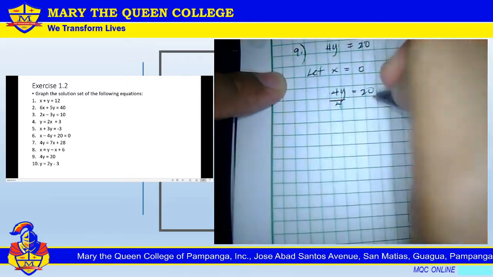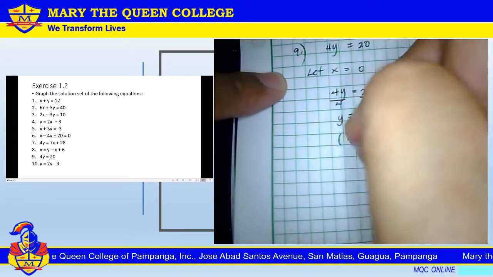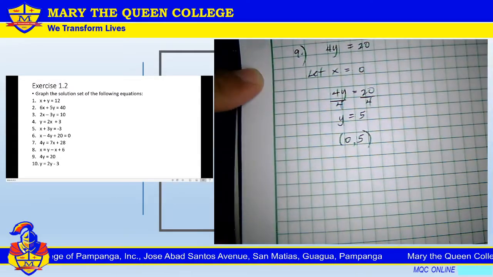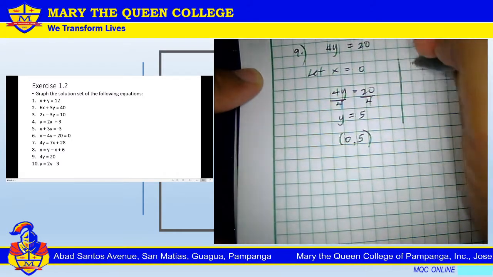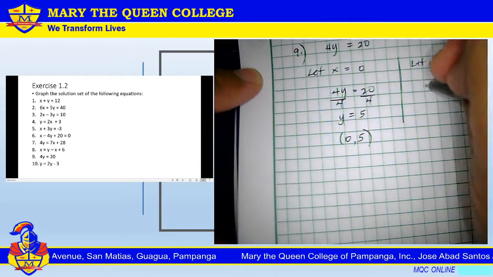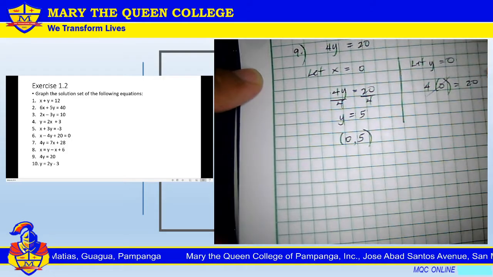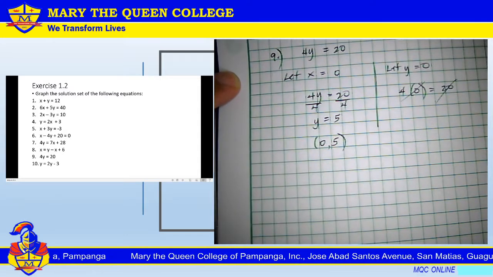Then divide 4 both sides. So we have y is equal to 5. So we have here 0 and 5 for our first set of ordered pair. And then how about let y be equal to 0. So obviously we have 4 times 0 is equal to 20. So it is useless to solve because you do not have the variable x.